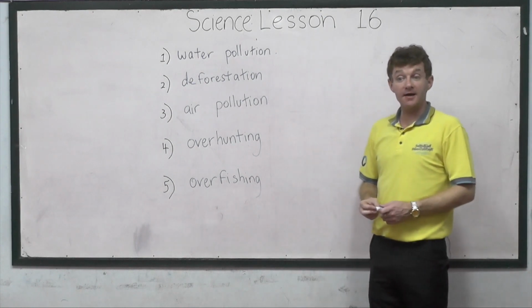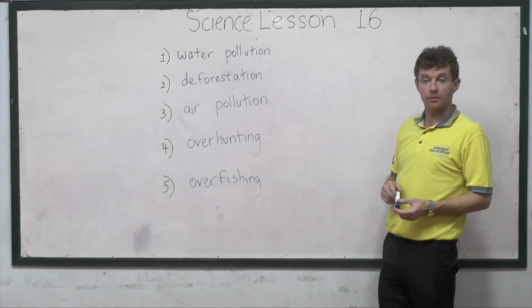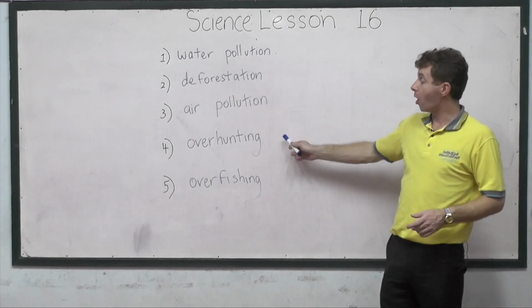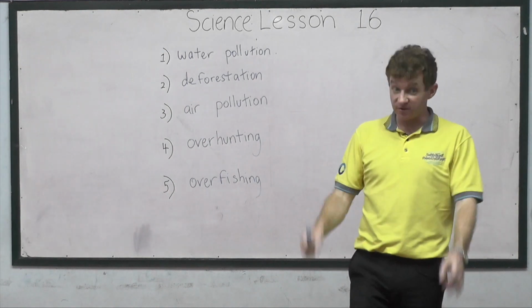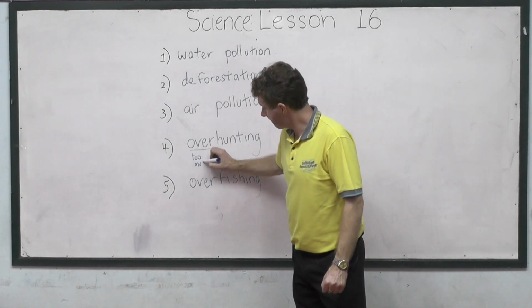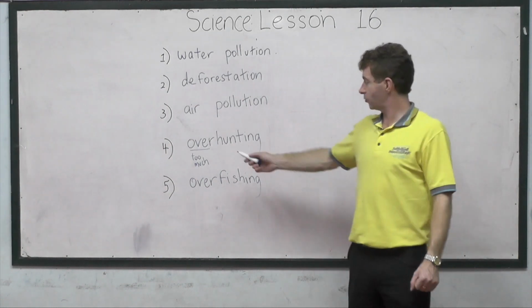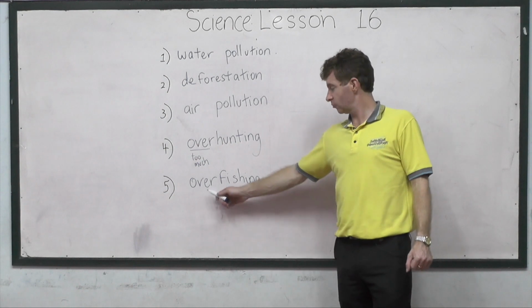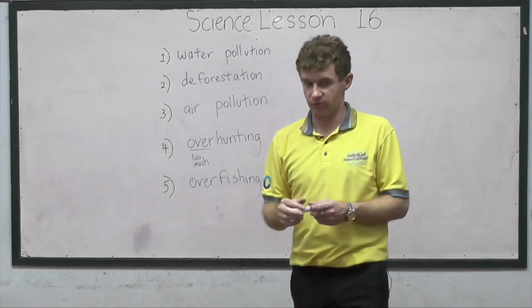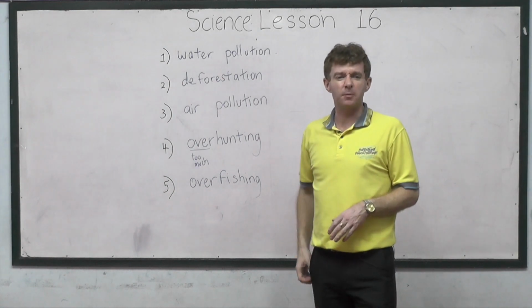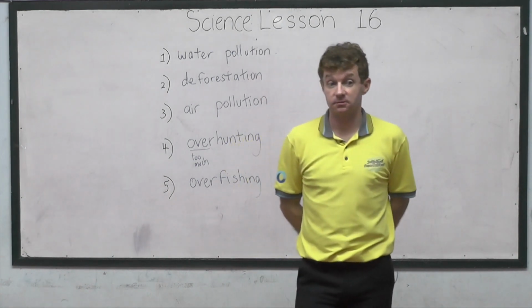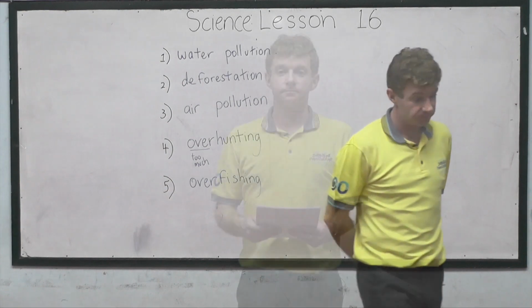Okay. Ready, guys? Water pollution. Deforestation. Air pollution. Overhunting. And overfishing. Like in this, over means too much. Too much hunting. Too much fishing. Over. If we do over something, it's too much. You do too much. Like sometimes people might say, oh, I'm overtired. It's like they're too tired. They're very tired. Any questions? Excellent.